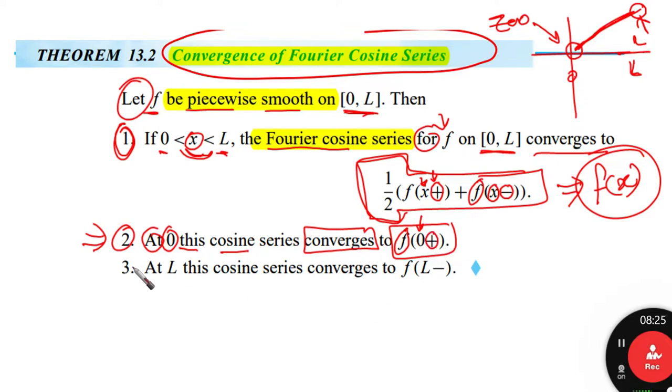And if we're talking about the other limit, which is L, at this L this cosine series converges to what? Exactly, the same function, but substituted with L, and this is going to be from the left, as if we are approaching it from here. This is from the left, and here we are approaching from here. So this is the meaning of the minus and plus signs that we are talking about here. Now I think that we are ready to solve an example and implement what we have understood till now.